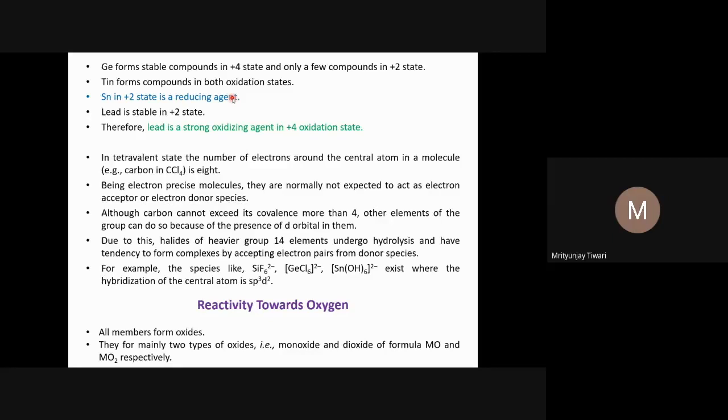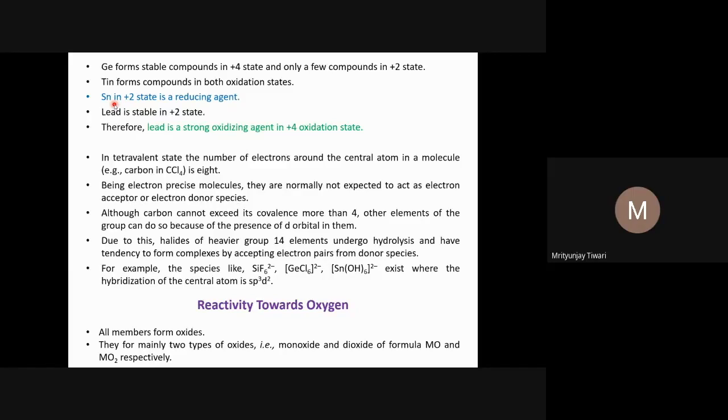However, we see just the opposite for lead. Lead is most stable in the +2 oxidation state, and therefore lead is a strong oxidizing agent in the +4 oxidation state. The +4 oxidation state is not stable for lead, rather +2 is the stable one, so lead will gain two electrons from some other material to become +2 from +4. Since it takes electrons, it oxidizes that material, and that is why lead is a strong oxidizing agent in the +4 oxidation state. So up to tin, we see the +4 oxidation state is most stable.